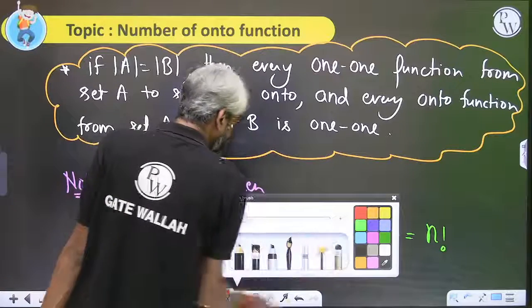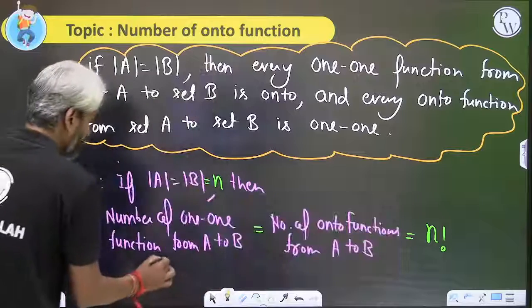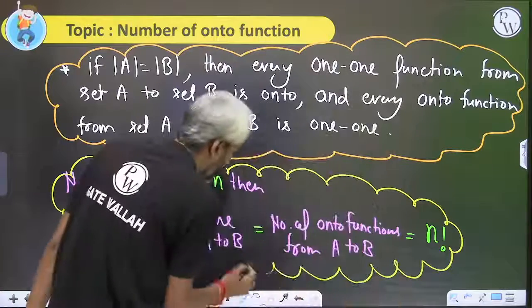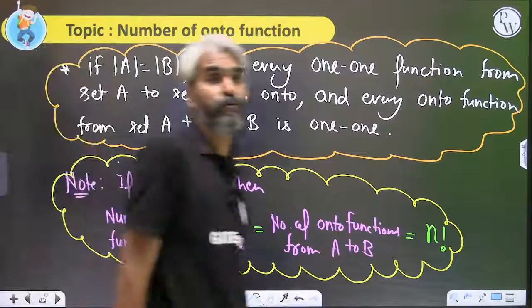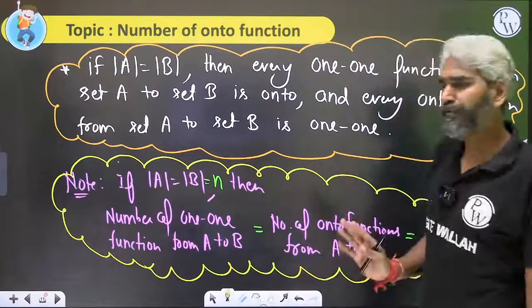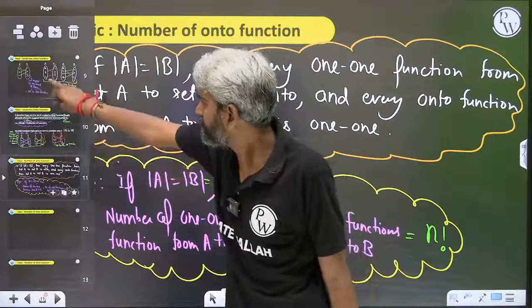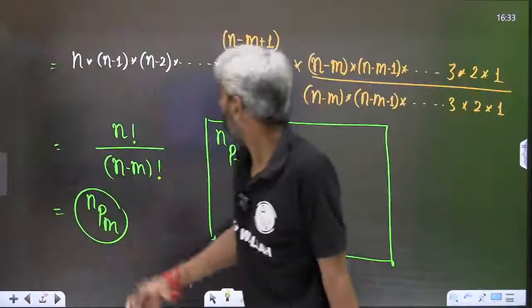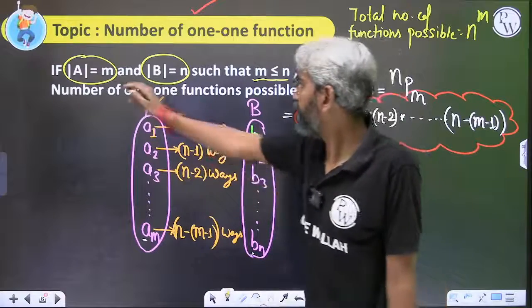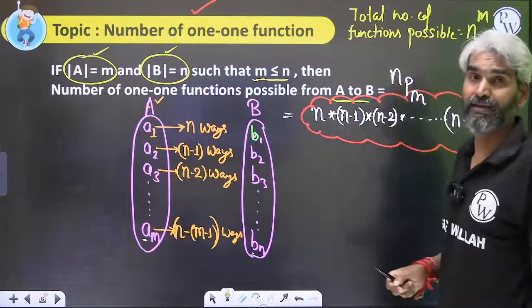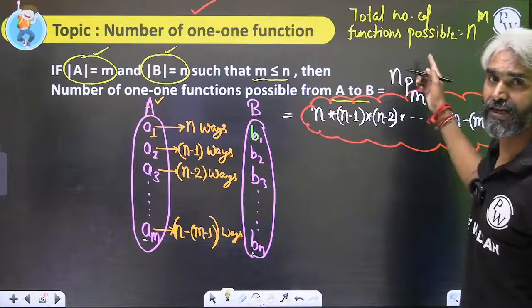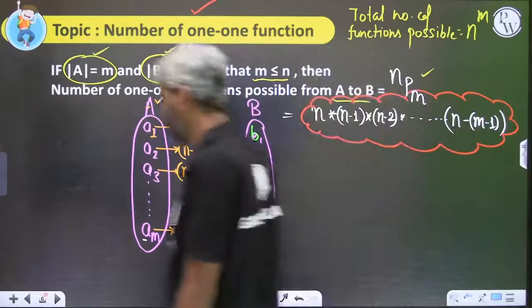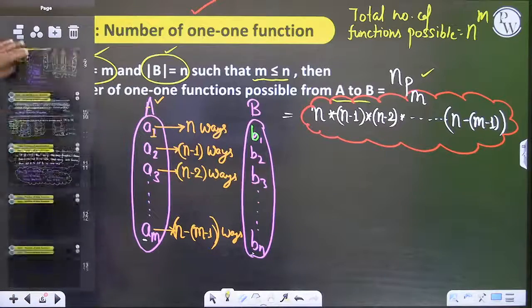Please try to understand a simple concept: in case of one-one functions, it is easy to obtain the number of one-one functions possible from set A to set B. We have already calculated that if mod A and mod B are the size of domain and codomain, then the number of one-one functions possible will be the permutation of size of codomain taken size of domain at a time, nPm. But in case of onto functions, it will be tricky. So please try to understand.